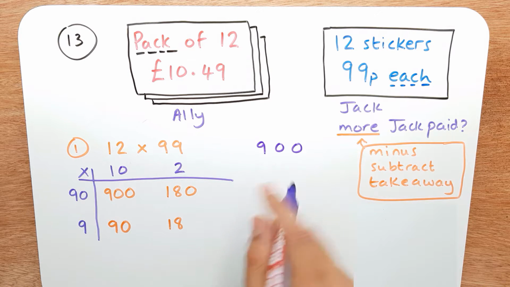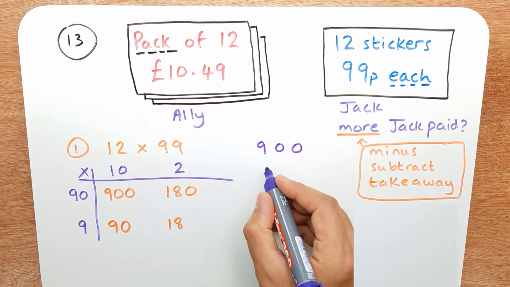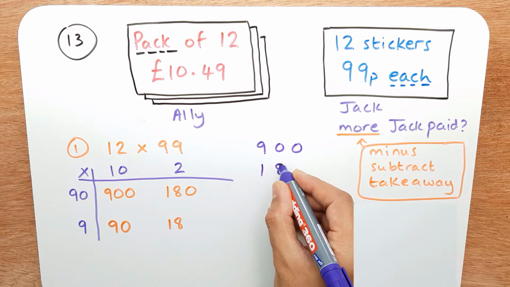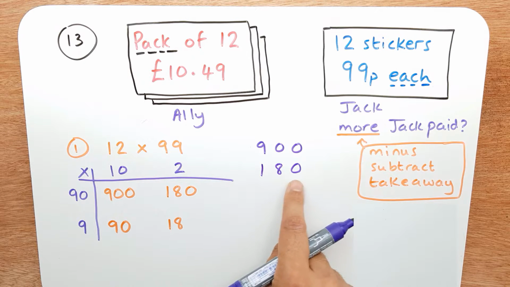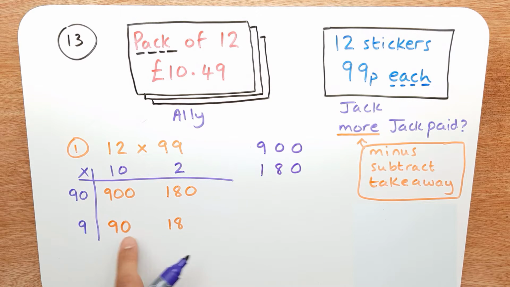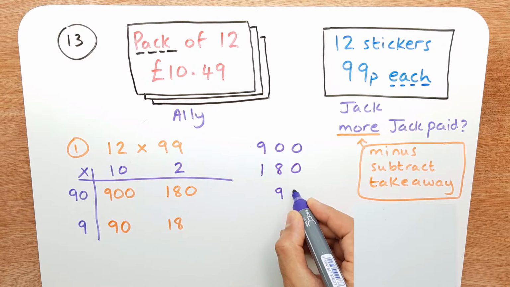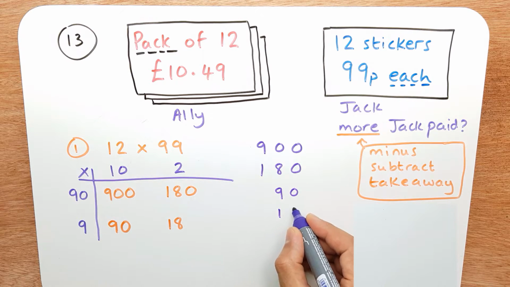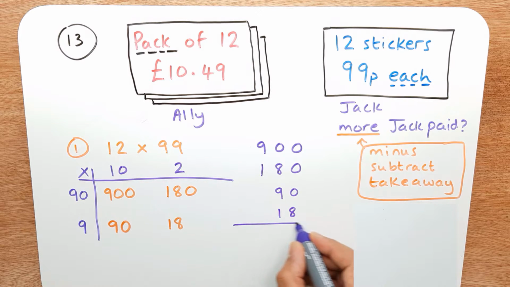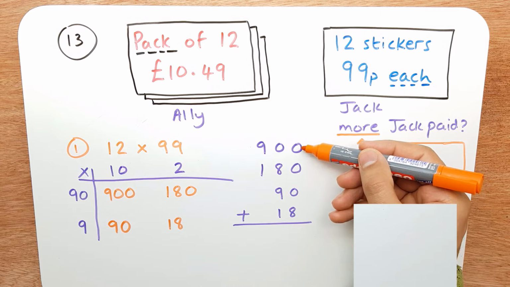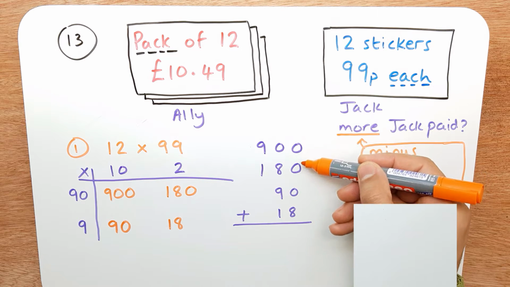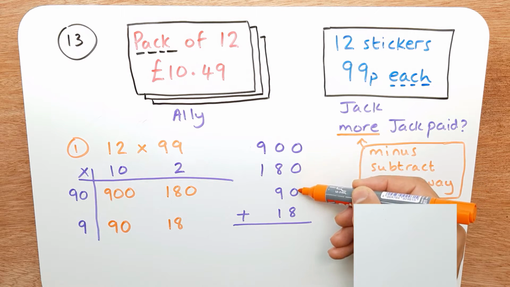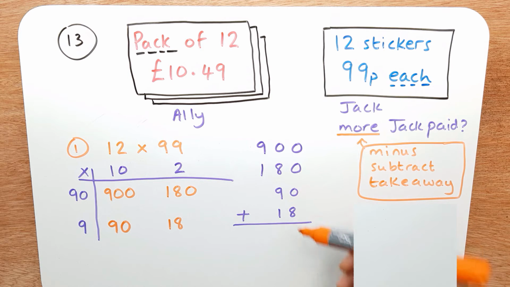900, 180. You have to be careful which columns you put them into. 90. And finally 18. And we simply add them together. So if we look down the first column, 0, add 0, add 0 is 0, add 8 is 8.